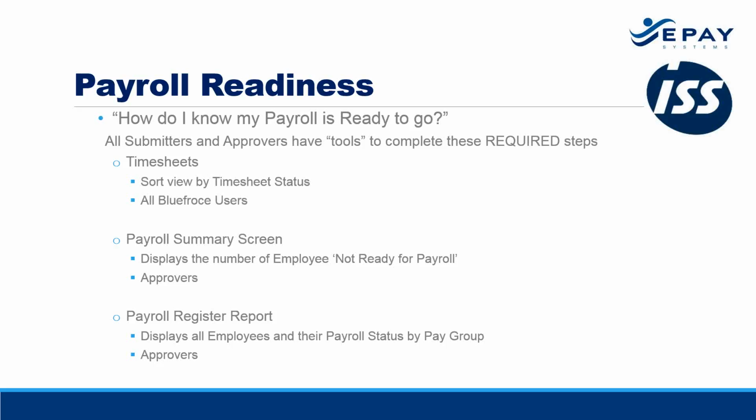As an approver, you can also look at a payroll summary screen, which displays the number of employees that are not ready for payroll. And the system, very fortunately, will tell you exactly who's ready and who's not. If you see anyone in the not ready for payroll section, that should be your key that those people will not get paid and you need to do something about it. I'll show you these two momentarily.